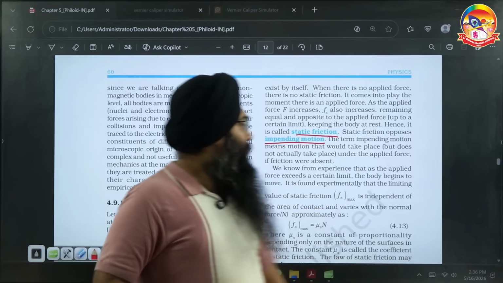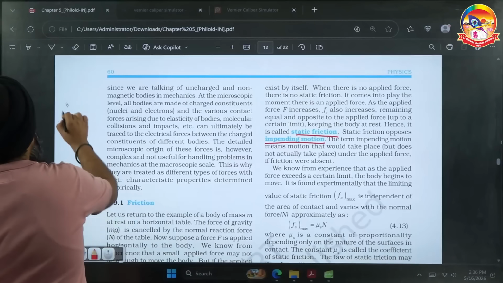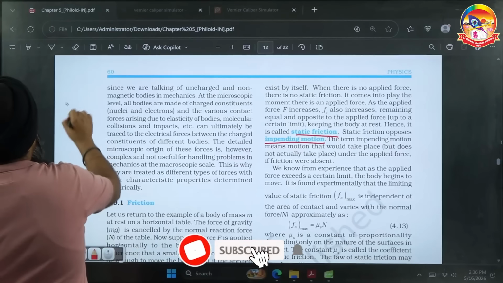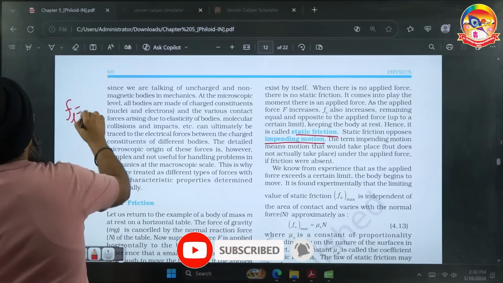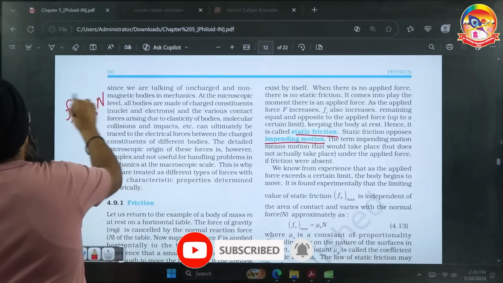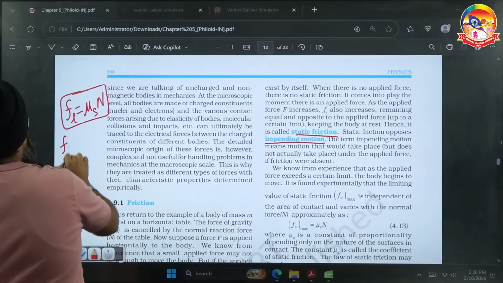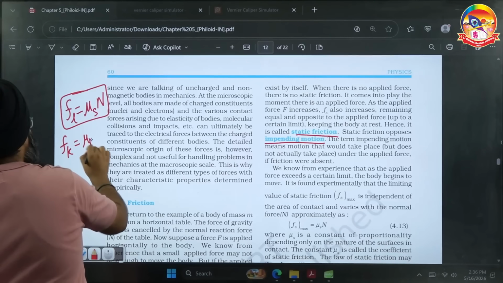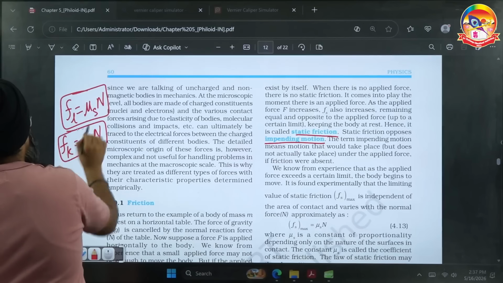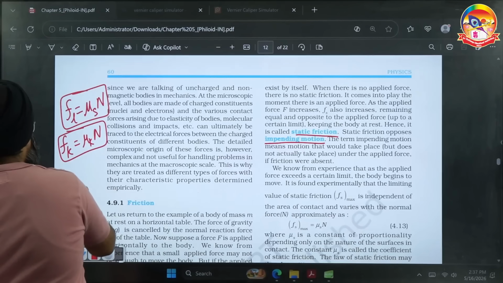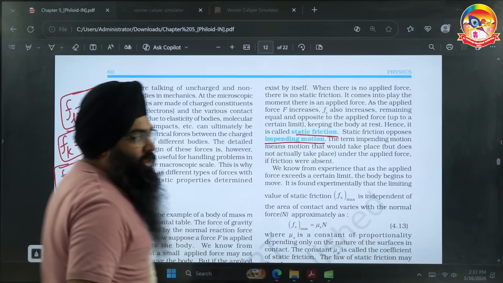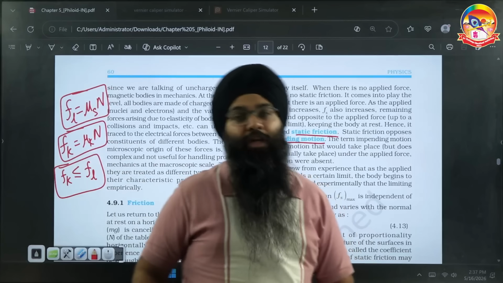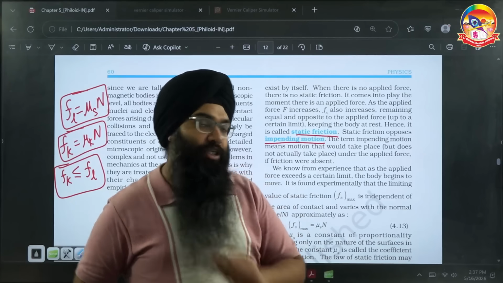The limiting friction will be given by what? FL will be equal to mu S multiplied by normal reaction. And what will be kinetic friction? Kinetic friction will be given by mu K multiplied by normal reaction. Always remember, kinetic friction has to be lesser than or equal to limiting friction. So static friction is self-adjusting in nature. The maximum value of static friction can be limiting friction, which is equal to mu S into N.